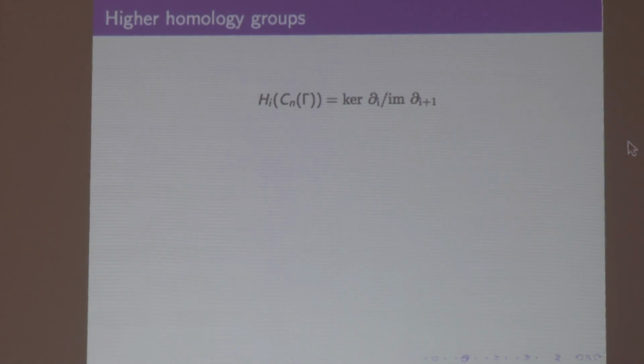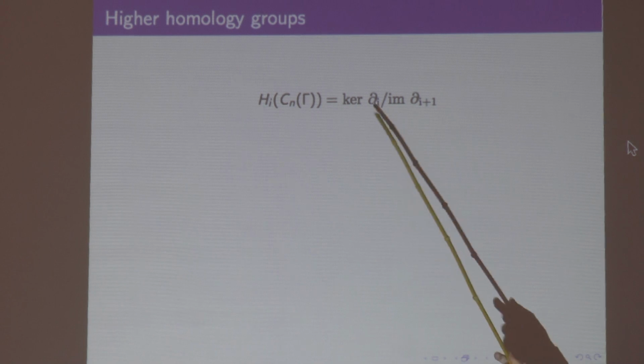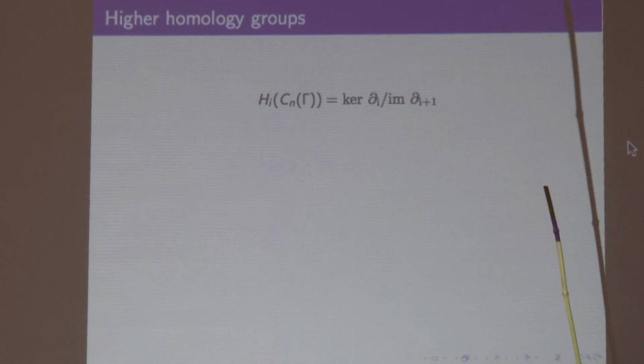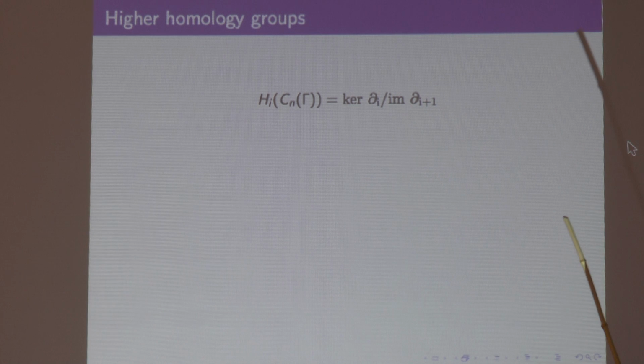Okay. So if you want to compute higher homology groups, then we are looking for higher-dimensional cycles, which would be some surfaces inside our complex, for example, tori.